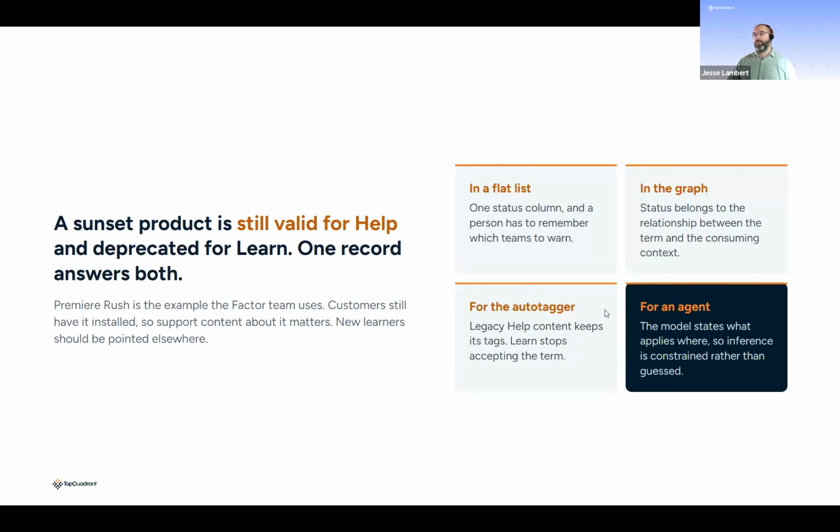It is highly available to auto tagging, and we can make sense of it for agents to consume, and they are able to make better suggestions and recommendations instead of saying, for example, something like Premiere Rush, you shouldn't be promoting and saying that that's the thing that you should learn next. That should only be getting suggested whenever you're in help mode.